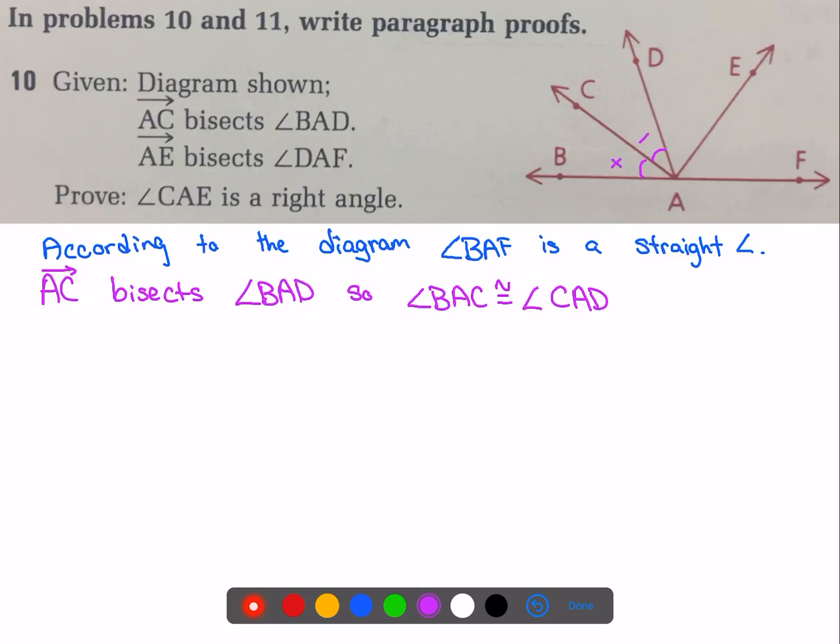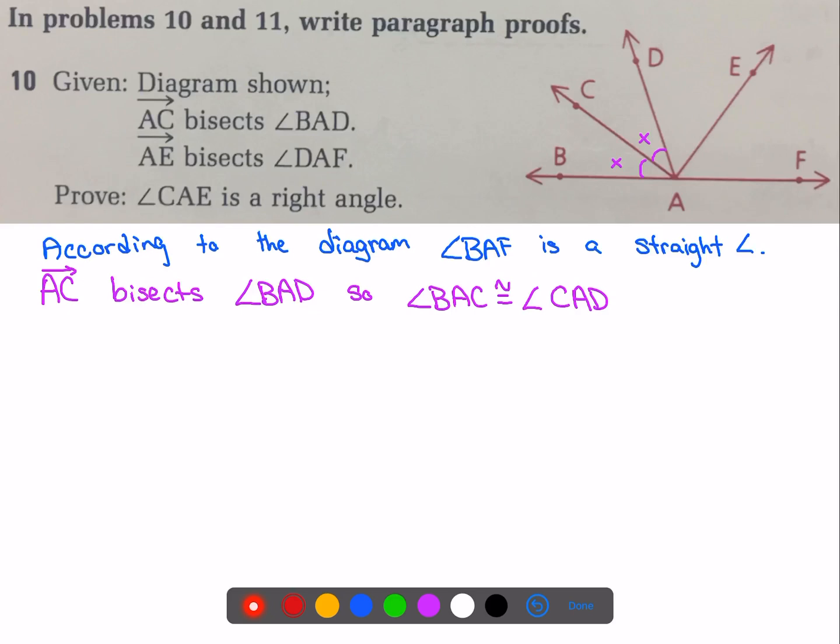Now, I don't know what their measurement is, so I'm just going to give it an unknown number, but I know that they're the same because it's being bisected, so they're congruent. So they both get the same variable, they both get x, and x is just our unknown number which we'd like to solve. Now, I can do the same thing with ray AE, so let's do that.